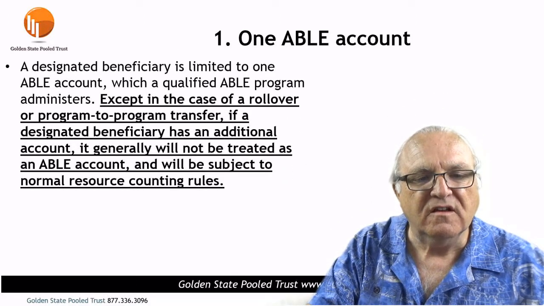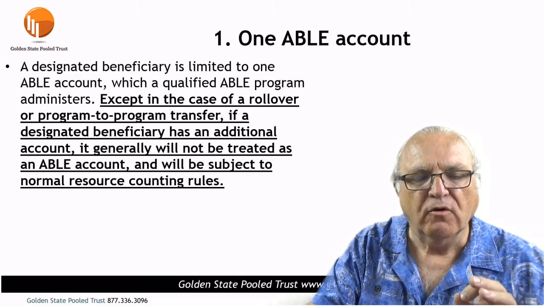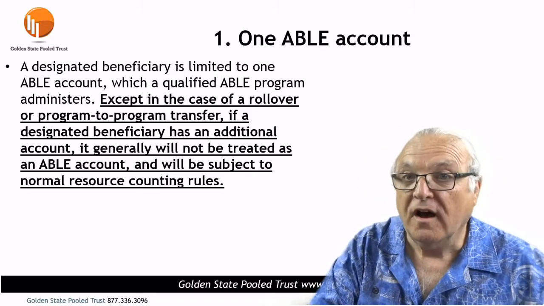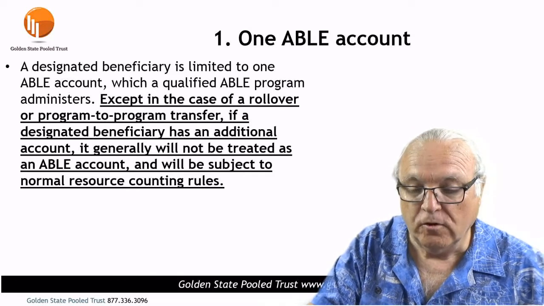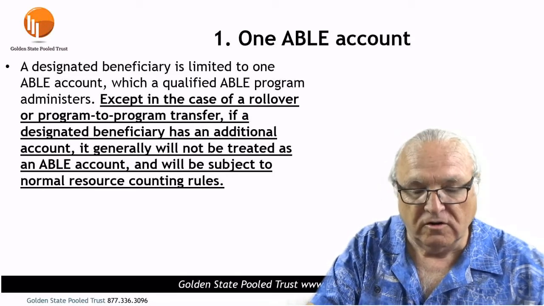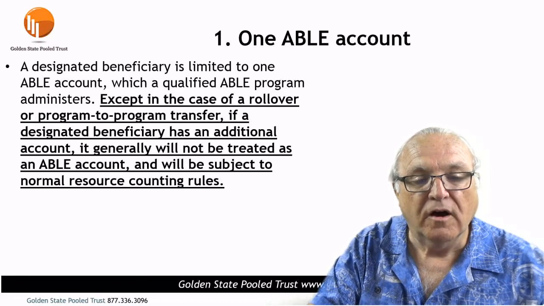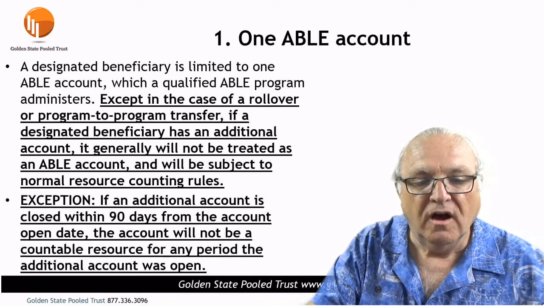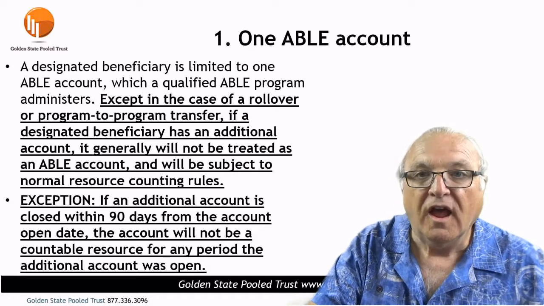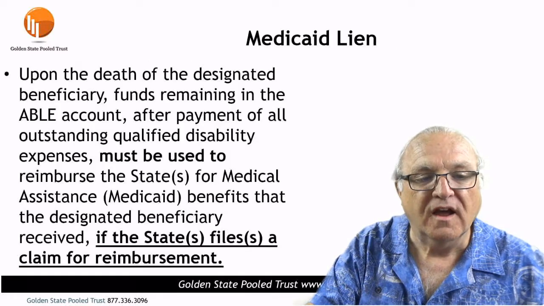Now, one thing that's key is that you are only allowed one ABLE account and one ABLE account only. If you were to open up an ABLE account, I'll give you an example. My wife and I opened up an ABLE account with the Ohio program for our niece, Erica. If another aunt or uncle did the same thing and opened up a second ABLE account, that would have to be shut down within 90 days. So you're only allowed one ABLE account, and the programs have a way of matching, of tracking when somebody has opened up an account.